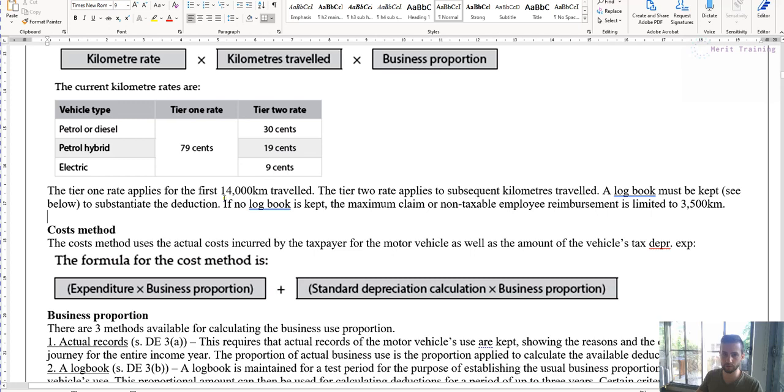And if you don't keep a logbook, so you need to keep that no matter what. Like, it's not just above 14,000, it's no matter what. If you don't keep a logbook, the most that you can actually claim on your kilometers is actually 3,500.